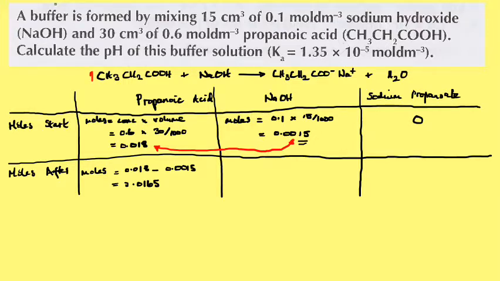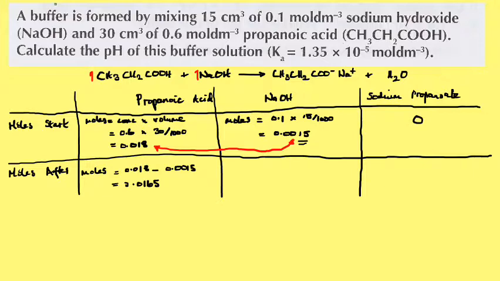So it's a 1-to-1 relationship between propanoic acid and sodium hydroxide. For every 0.0015 moles of sodium hydroxide that's reacting with propanoic acid, you're going to get 0.018 take away 0.0015, and that works out to be 0.0165 moles of propanoic acid after the reaction. That's what's left.